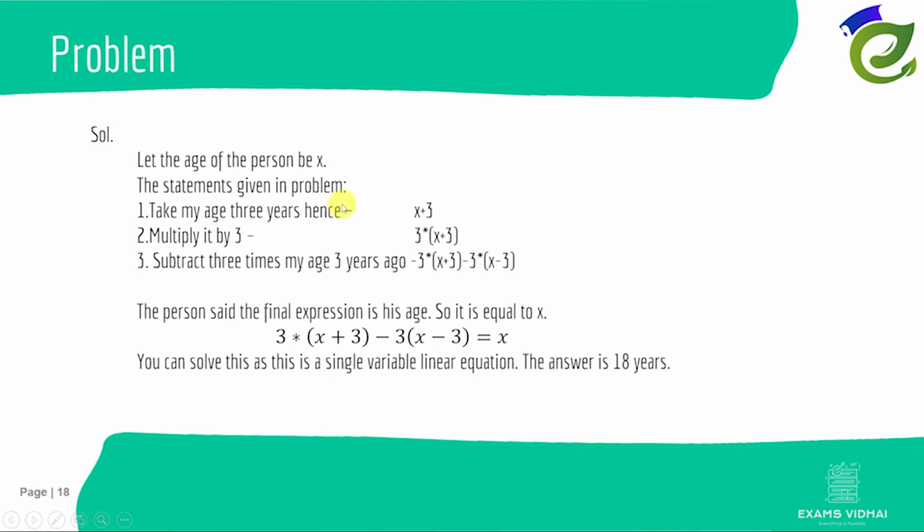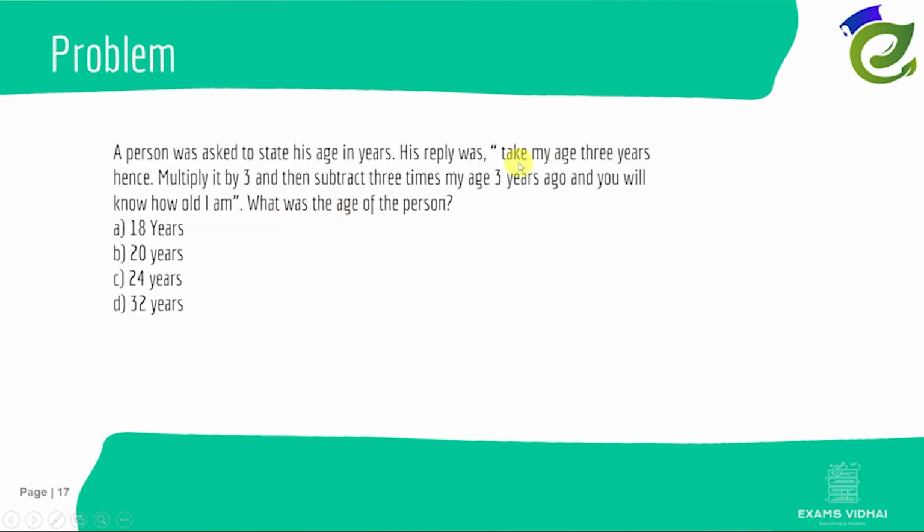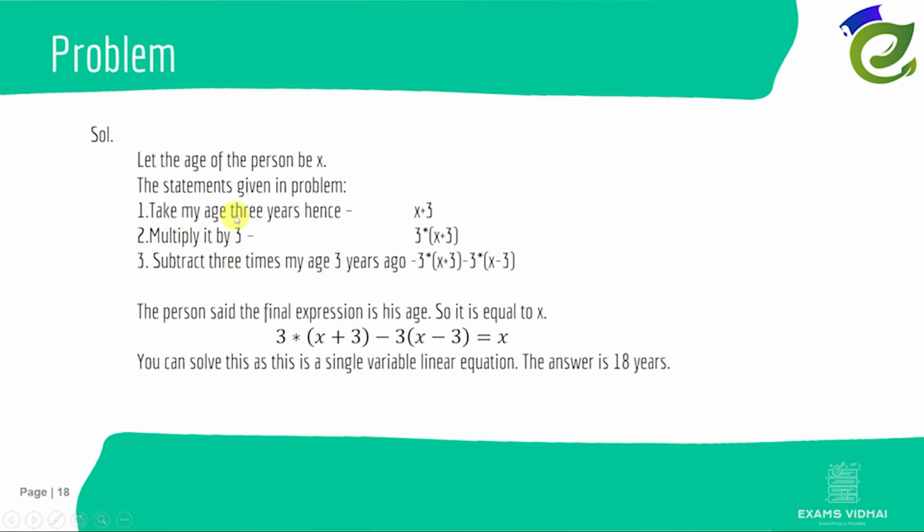So what are the statements given? Meaning, what are the hints given for us? Hint number one was: take my age three years hence, then multiply it by 3, and then subtract 3 times my age 3 years ago. And then you'll get how old I am. These are the hints given. Take my age 3 years hence.